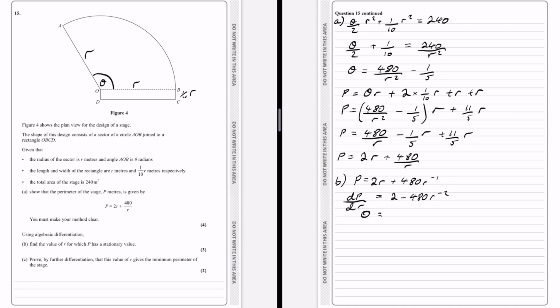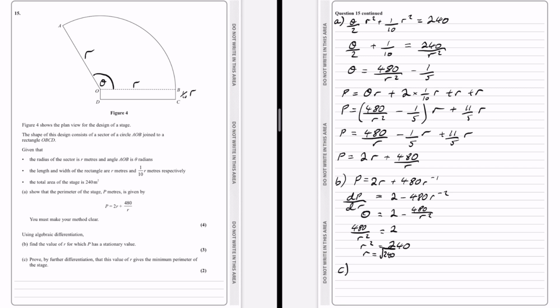We'll set dP by dr to be 0, because we're searching for a stationary point, and then 480 r to the minus 2, I'm going to rewrite as 480 over r squared. Bring that onto the left hand side, 480 over r squared equals 2, times both sides by r squared, divide both sides by 2, we get r squared equals 240. So r is equal to the square root of 240. You can calculate that if you want to, I'm going to leave it as an exact value.